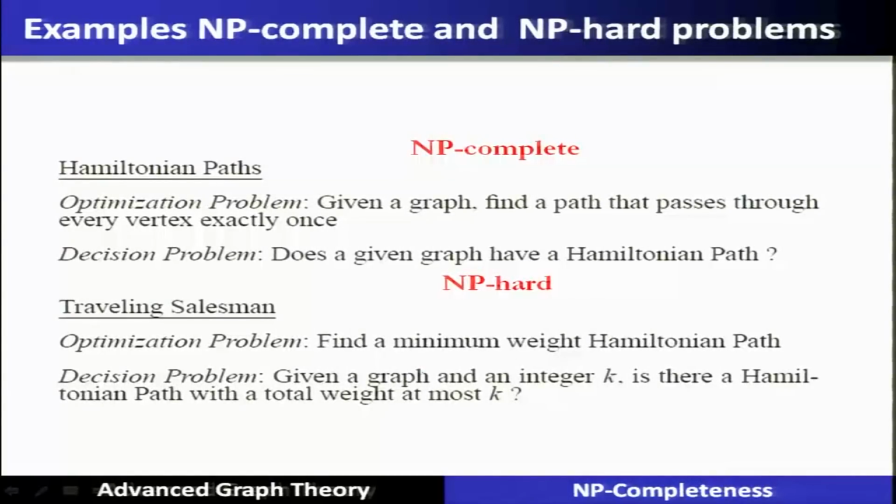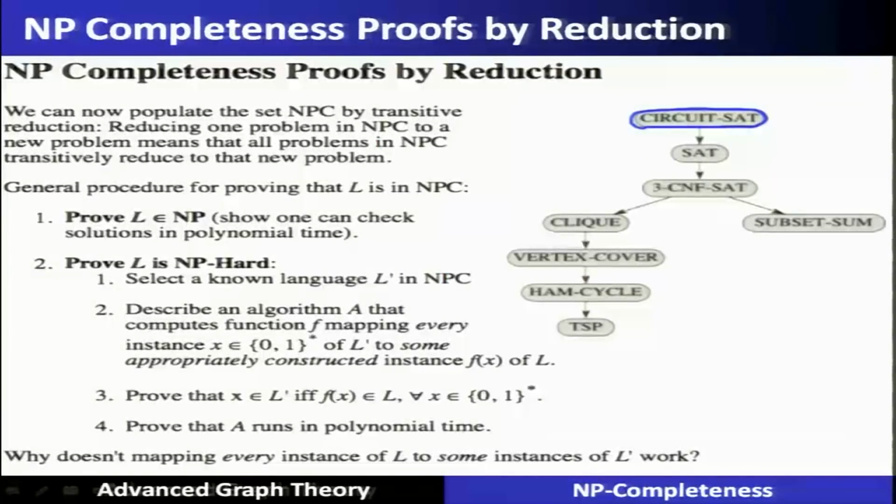Here the optimization version of this problem is to find the minimum weight traveling salesman tour, or minimum weight Hamiltonian path. The decision version of the traveling salesman problem says: given a graph and an integer k, is there a Hamiltonian path with a cost at most k? That is NP hard. Now, let us go into more detail about the unknown problems, and how we are going to prove them to be NP complete by the method of reduction, that is called polynomial time reduction.